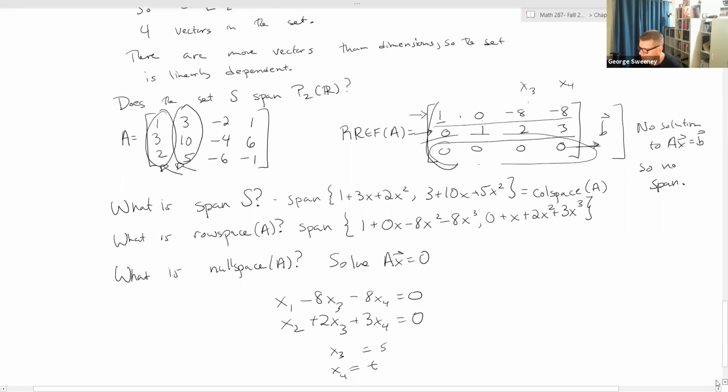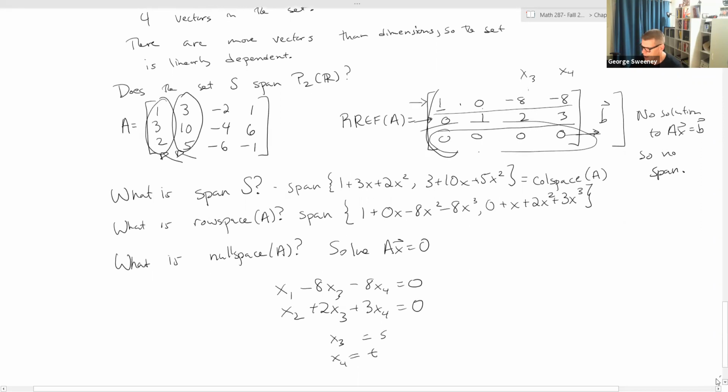All right, just like we would find the null space any other way. So make sure that you can find the null space, and then we're going to turn it into some vectors. So we get x1 equals 8s plus 8t. x2 will equal negative 2s minus 3t. x3 equals s, and x4 equals t.